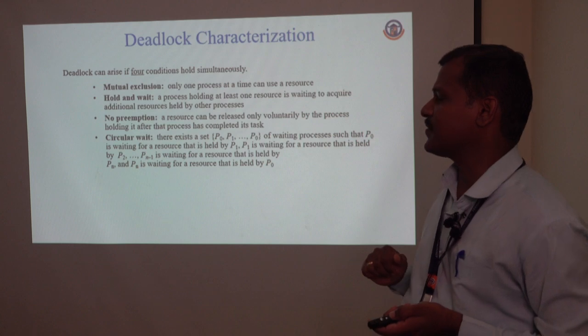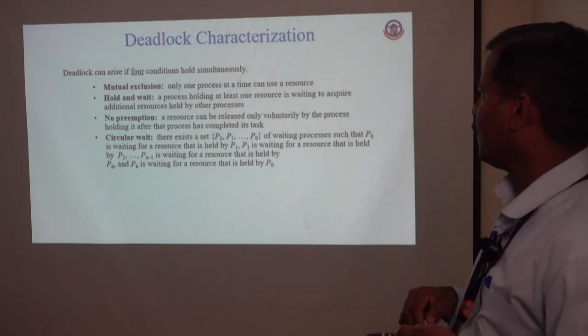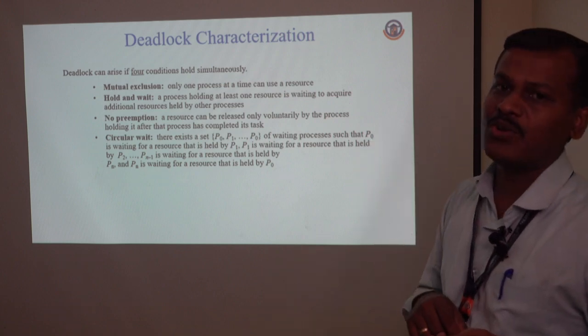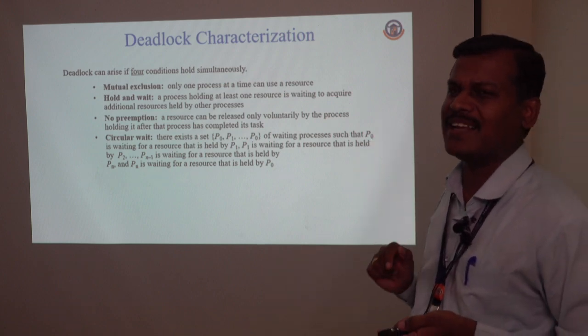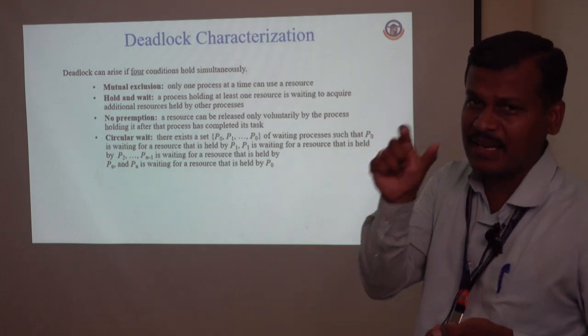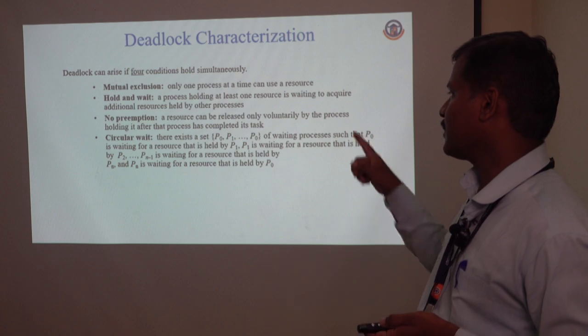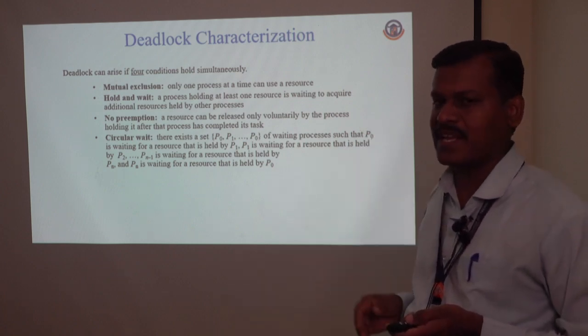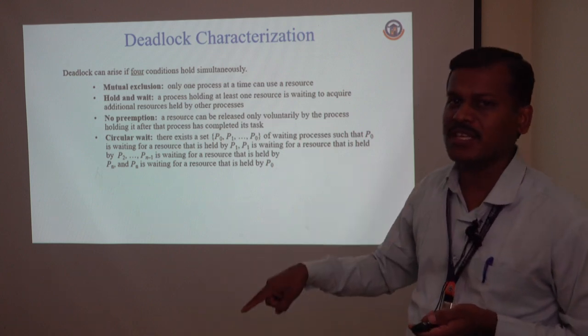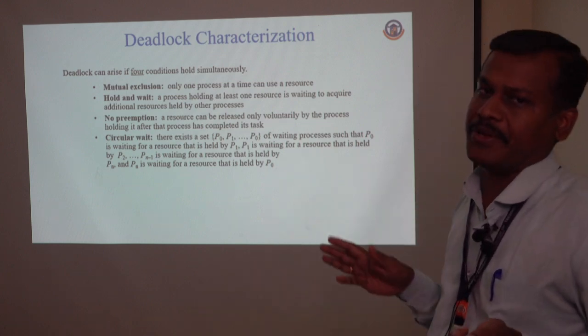What are the characteristics of deadlock? First one is mutual exclusion. Only one process at a time can use the resource, so another process waits in the queue. Next one is hold and wait. As we saw in the previous diagram, the P1 process holds the resource while the P2 process requests the same resource, so we cannot complete the operation.